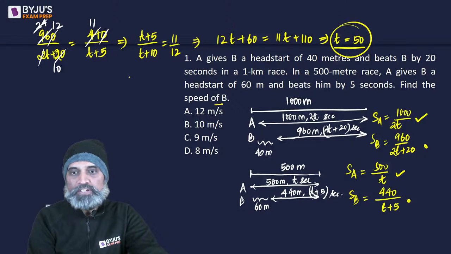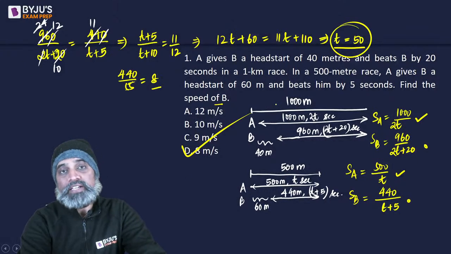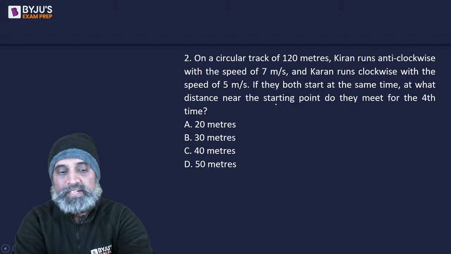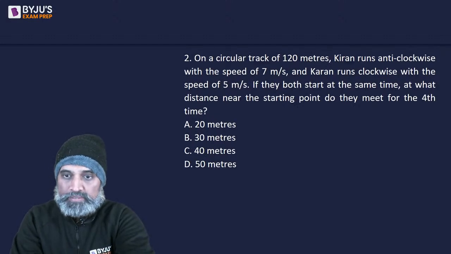If we put this value of t back, we can write this as 440 divided by t plus 5, that is 50 plus 5, 55. That will give us 8. So 8 meter per second, D becomes our answer. Right? Now, the next question.